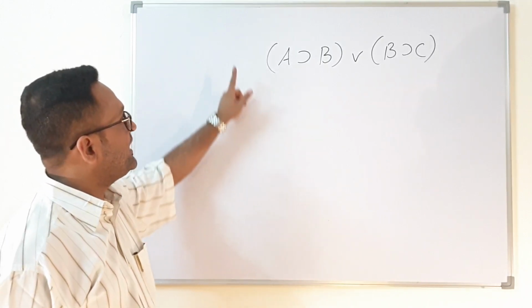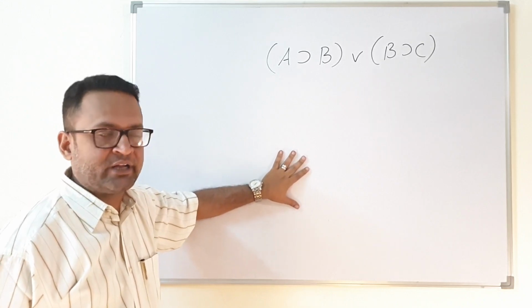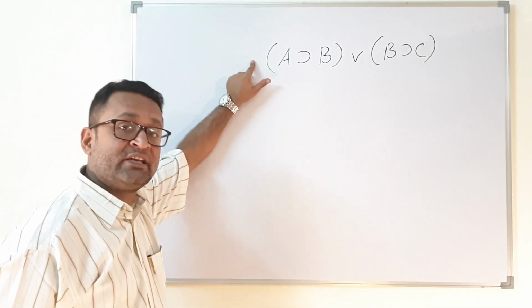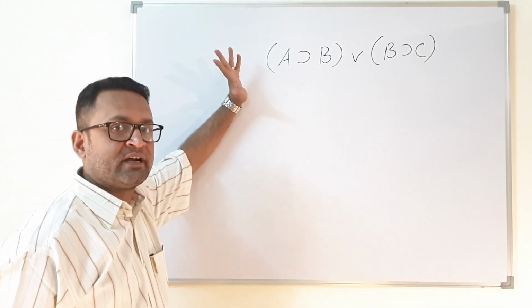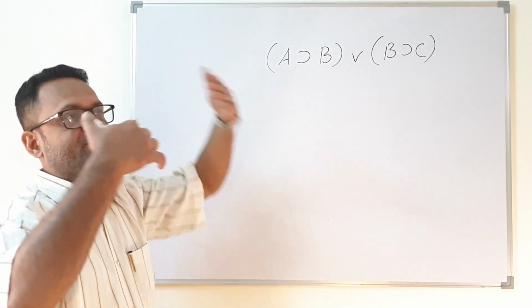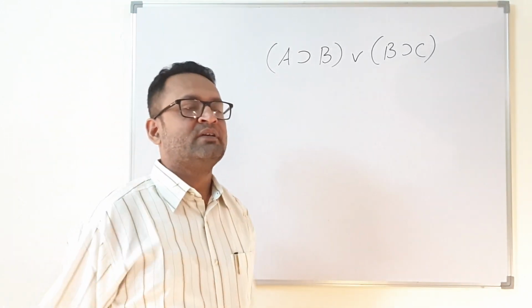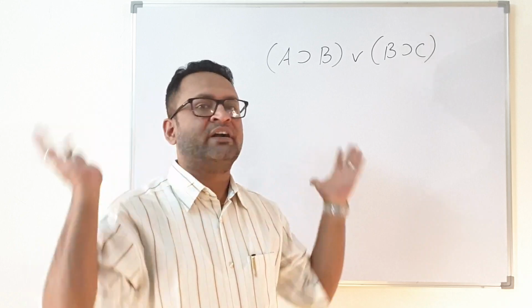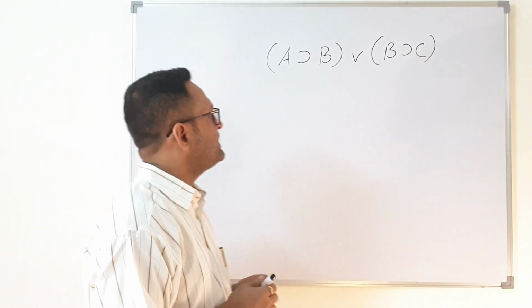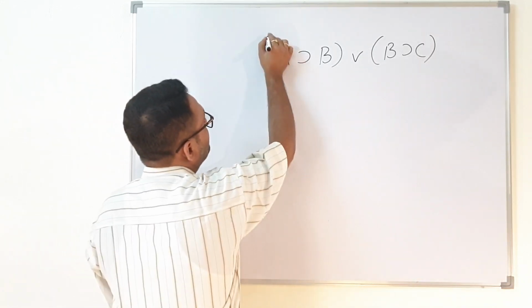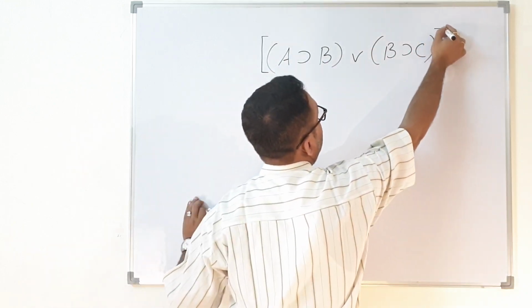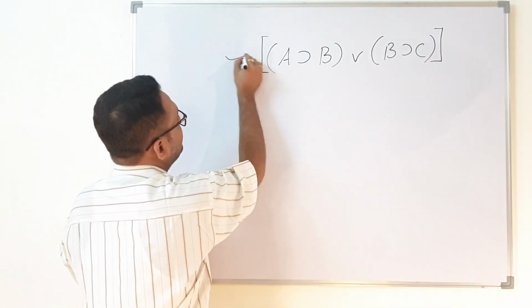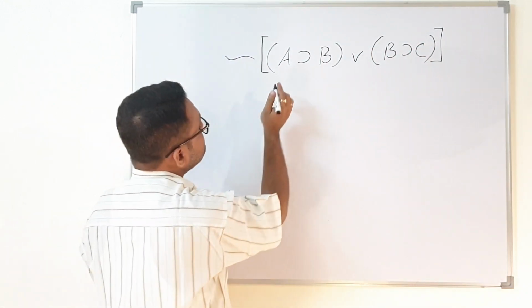If the negation of this is going to be a contradiction, then it means that this initially was a tautology, right? This is the understanding, and this is, I will say, the best way, because that clarifies every understanding of a tautology, right? So let us try. I will put a big bracket over here, and I will take a negation of this.